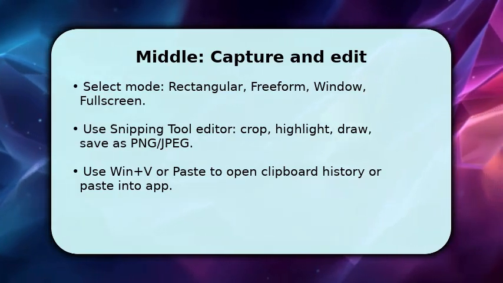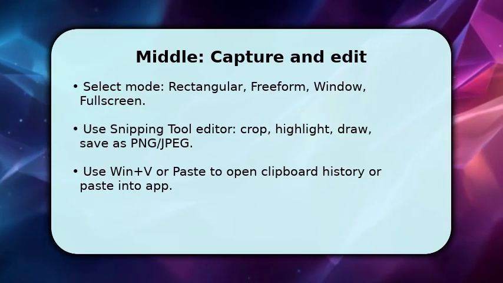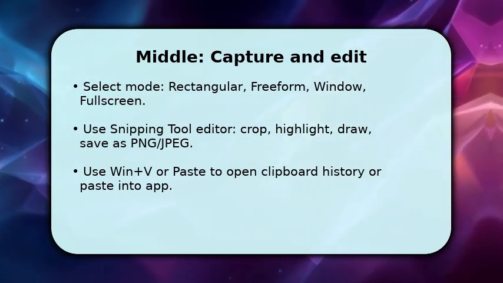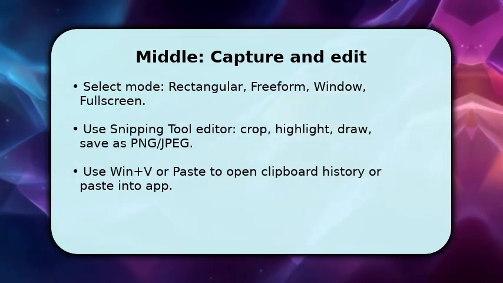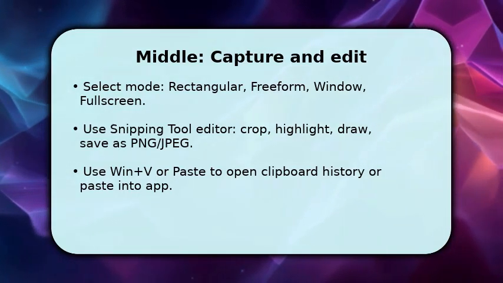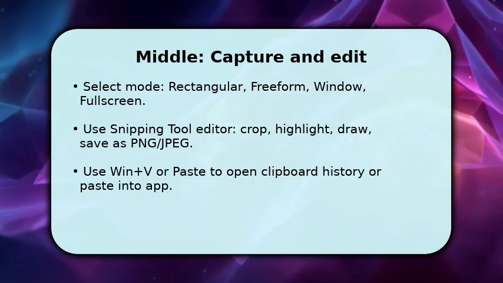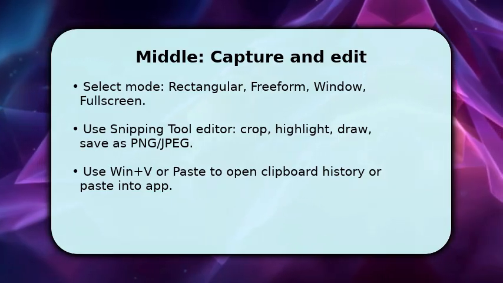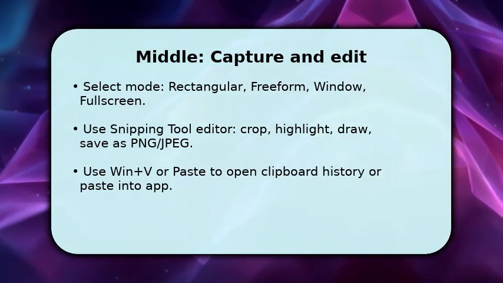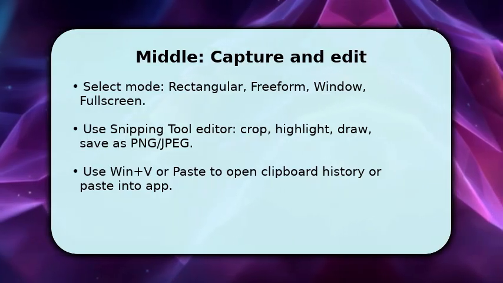When the snipping tool appears after Win plus Shift plus S, choose rectangular for exact crops or window to lock onto an app. This improves clarity and reduces extra edits. After capturing, click the notification to open the built-in editor where you can crop, highlight, and annotate. Save as PNG for lossless quality.